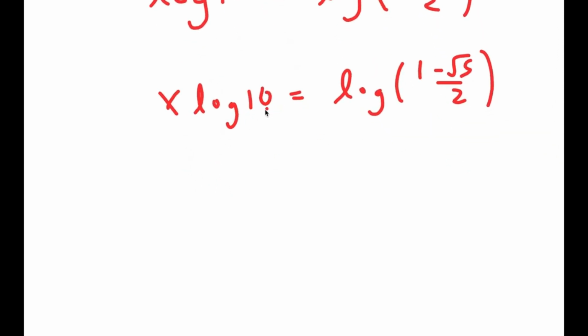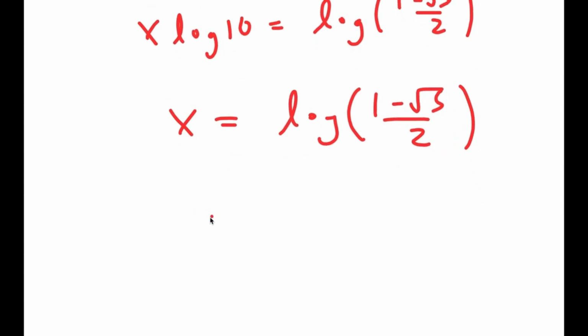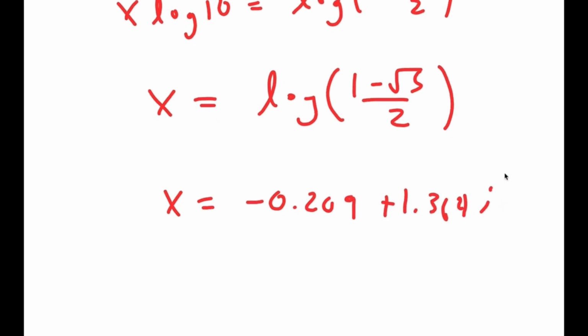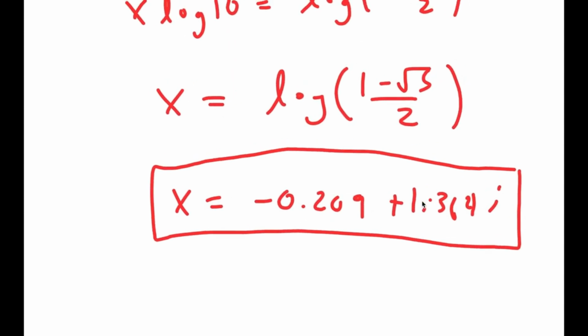And we don't even have to divide both sides by log 10 because we already know log 10 is equal to 1. So we can just get rid of it, and I get x is equal to log of 1 minus the square root of 5 over 2. Now, the exact value of this is actually going to be negative 0.209 plus 1.364i. So there is an imaginary number in this. So this is my second solution to this equation.